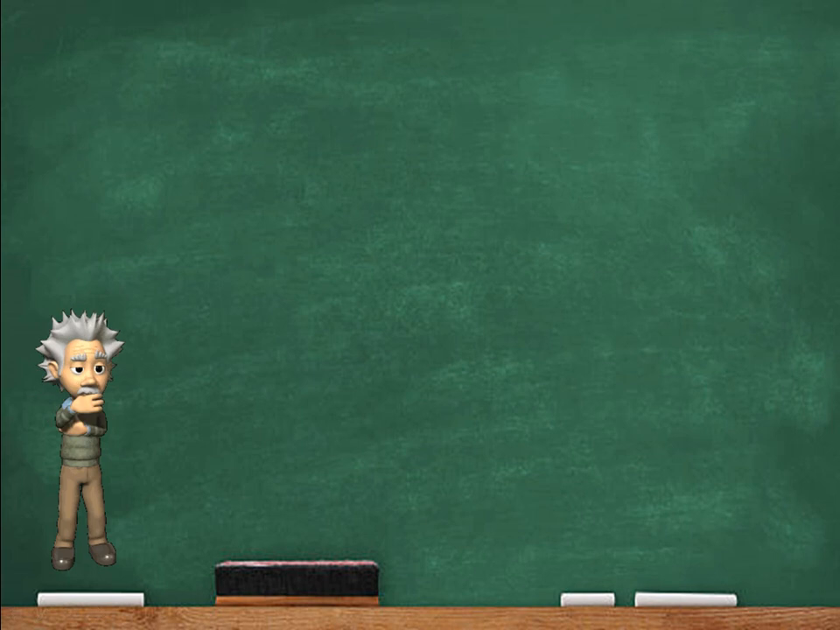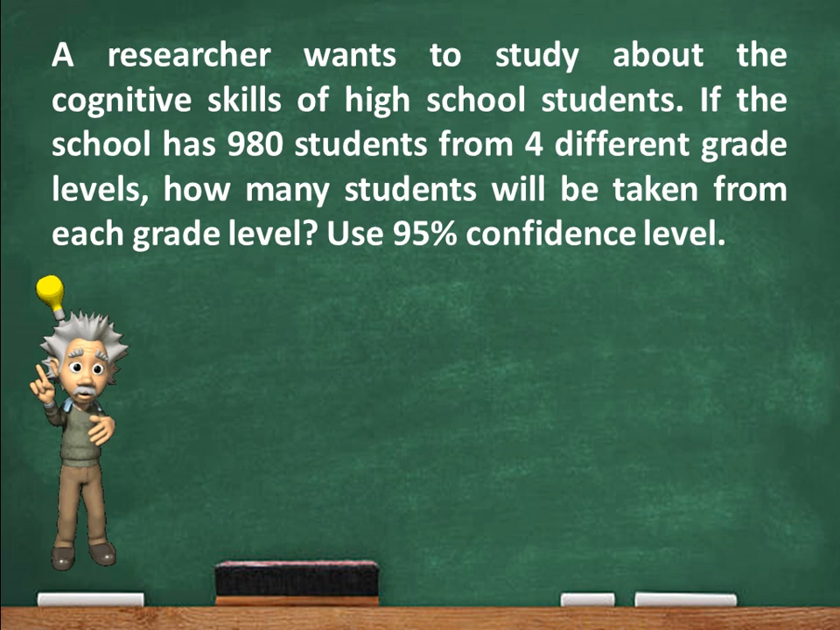For example, a researcher wants to study the cognitive skills of high school students. If the school has 980 students from 4 different grade levels, how many students will be taken from each grade level? In this case, we will need to use the 95% confidence level.